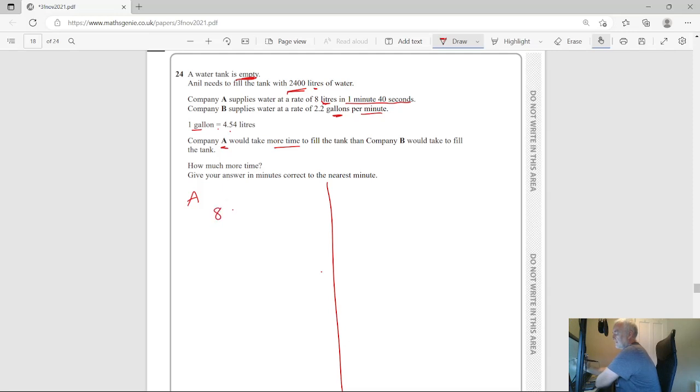So we've got 8 litres in 1 minute 40 seconds. How do I get from there to 2,400? Well, your easiest way is to take the bottom number, 2,400, and divide it by 8. That's a multiplication factor of 300. So I've done 2,400 divided by 8 gives me 300.